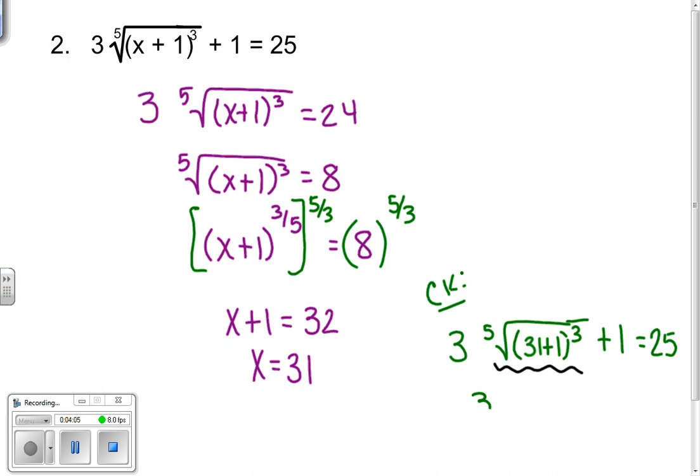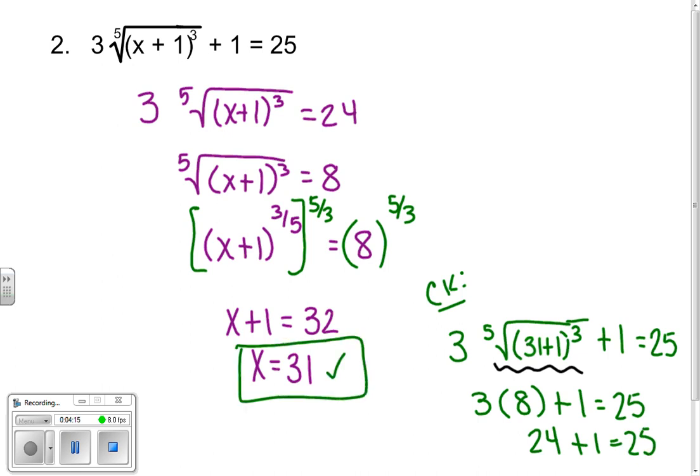So what you really have is 3 times 8 plus 1 is 25. So 24, 3 times 8 is 24, plus 1 is 25. And that one does, in fact, check. Always check your solutions.